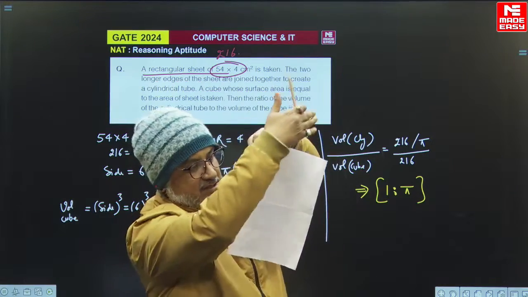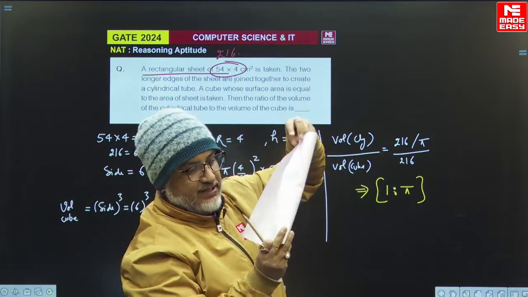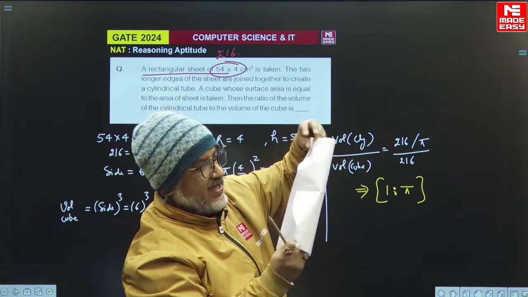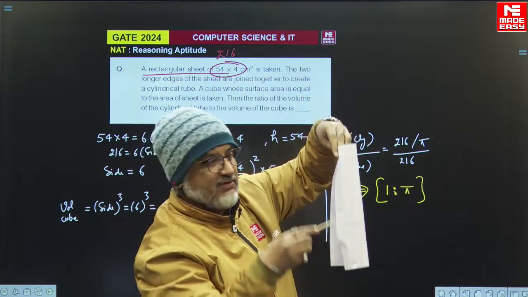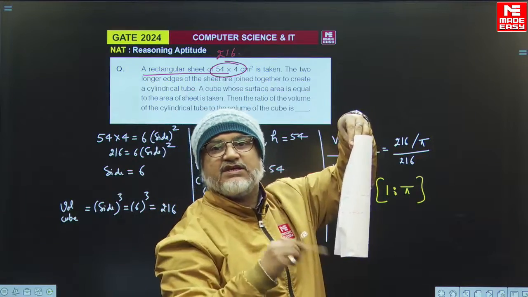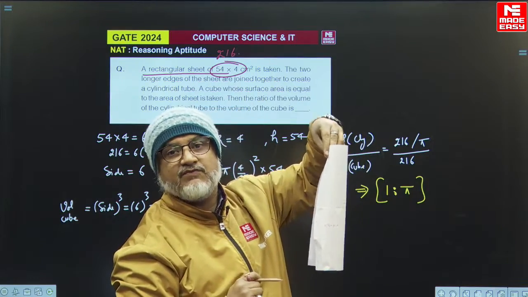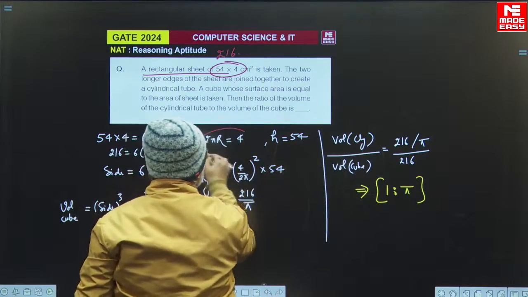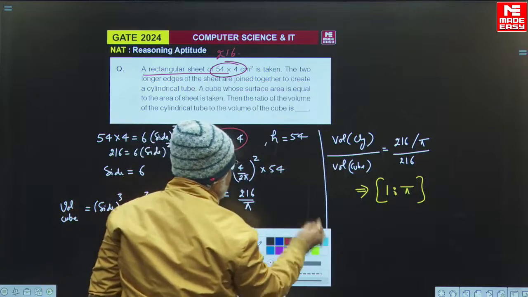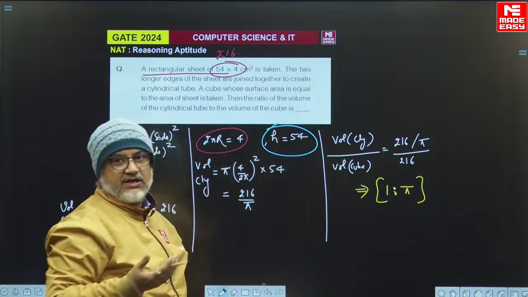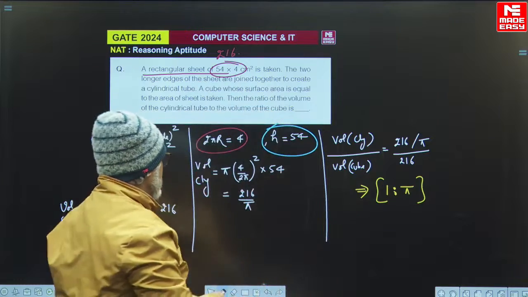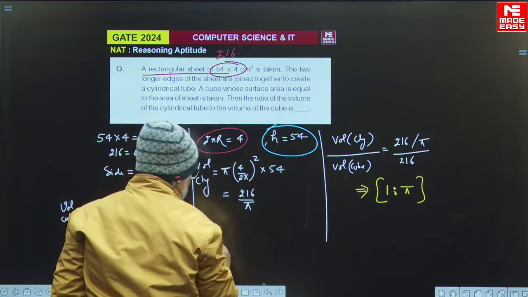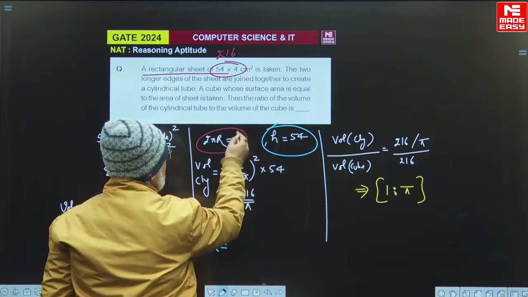Remember guys, this side is 54, this side is equal to 4. So 2 pi r is actually becoming 4, and this is equal to h, which is equal to 54. So 2 pi r is 4 and h is equal to 54. Volume of the cylinder we all know is pi r square into h, area of base into height. So pi r square, r we need to put here 4 by 2 pi.